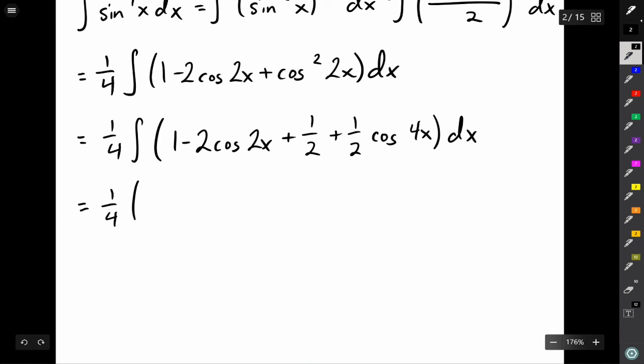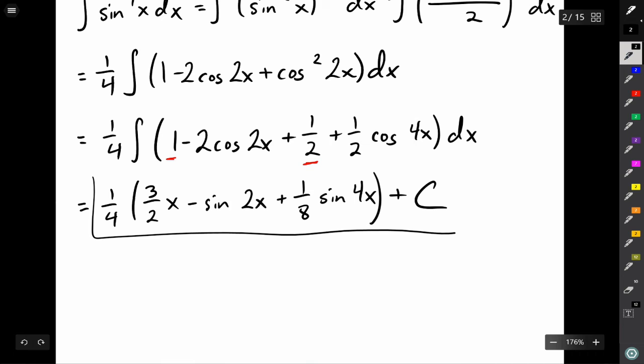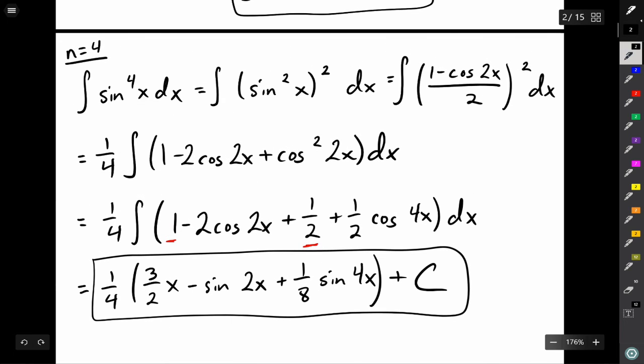So this is 1/4. I'm going to combine the 1 and the 1/2, these two things together. So that's 3/2. So this gives me 3/2 x. Integrate this, and I have minus sine of 2x. Right, and then here, integrate this, I have plus 1/8 sine of 4x. And all of that plus c. Right? So this is how we integrate the fourth power.